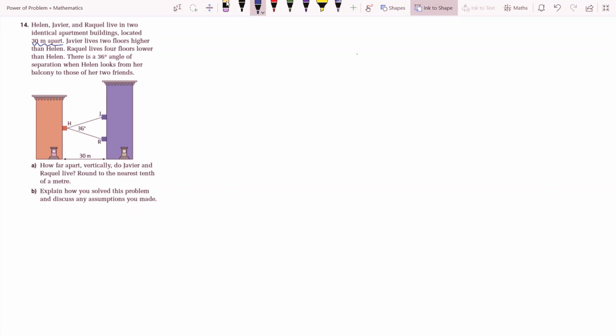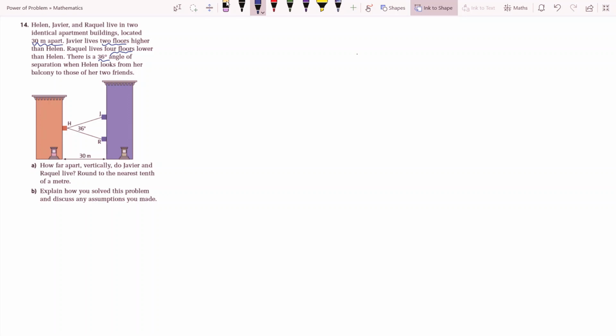So using this useful diagram, you can see this is Helen, this is Javier, and that would be a 2-floor difference here, and this would be a 4-floor difference. If you were to draw a line, that would make a right angle triangle here. So 36 degrees, and then there's 2 floors higher and 4 floors lower, and we'll explore this a bit more. Let's take a look at the actual question.